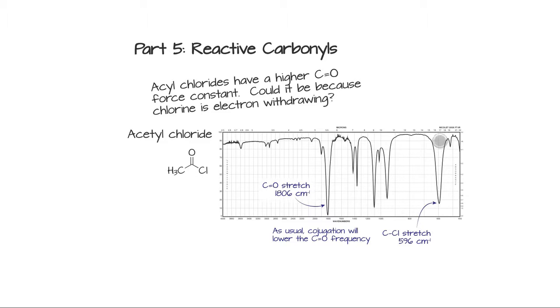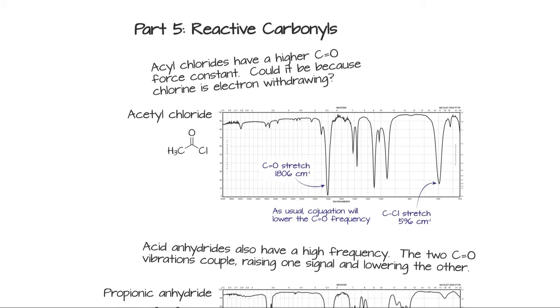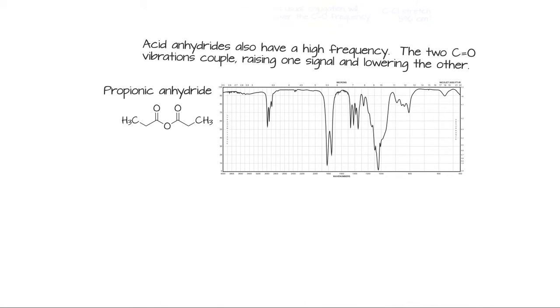With chlorine, we can often see the carbon-chlorine stretch there as well. And those are things you can look for when you're trying to sort things out. But you'll know there's a chlorine there from the mass spec. You'll see the really high frequency for the carbonyl. I don't think you'll have any trouble identifying that as an acyl chloride.